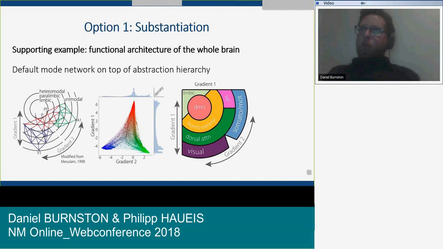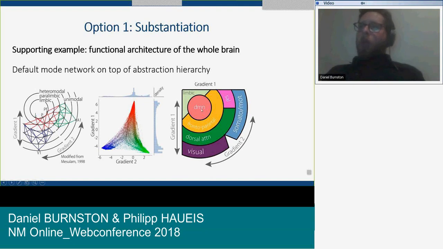The other is the fact that there are groupings that do align with the notion of a hierarchy. So this is some data, or the diffusion model that Philip showed you earlier from Margulies et al. And basically this is a dimensionality reduction. It's not PCA because it's not linear, but it's basically a dimensionality reduction device. They took the functional connectivity matrix and asked what dimensions they could use to describe the variance in functional connectivity. And they showed that there are two primary axes or gradients.